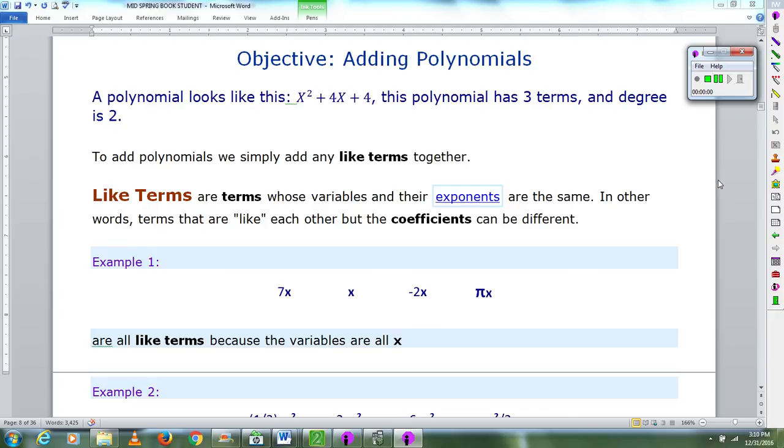The objective for this video is adding polynomials. So what is a polynomial? A polynomial is a sum of many monomials, and the exponents have to be integers. It cannot be a rational number or a fraction. If there's no number on the exponent, by default it is 1.